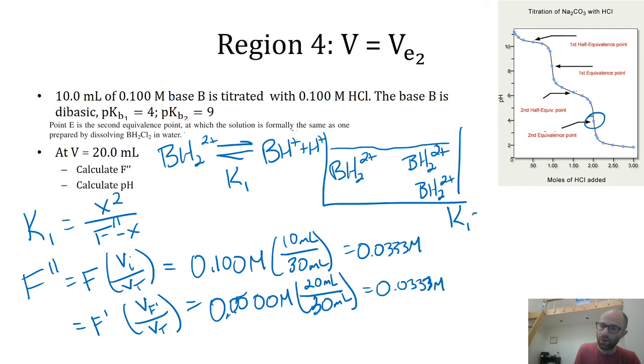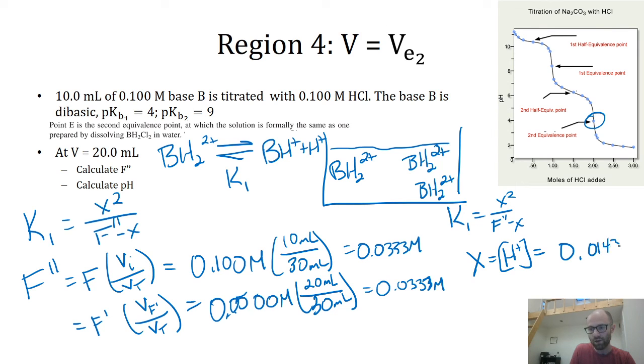So using K1 equals x squared over F double prime minus x, keeping in mind that K1 is 10 to the minus fifth, F double prime is 0.0333 molar, x, which is H plus in this case, you should get out 0.0143 molar, and that should yield a pH value of 1.85. And as you can see, our pH is getting reasonably low at this point.